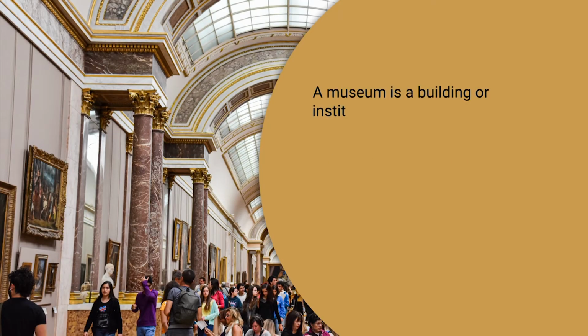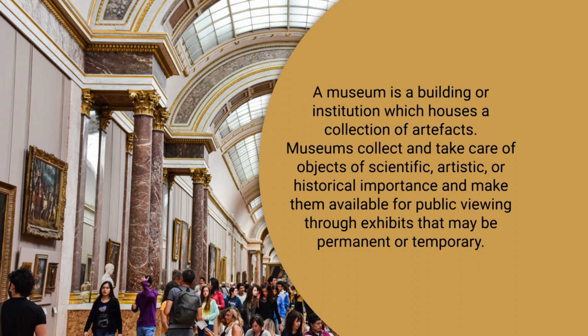Now, a museum is a building or institution which houses a collection of artifacts. Museums collect and take care of objects of scientific, artistic, or historical importance and make them available for public viewing through exhibits that may be permanent or temporary. That means a museum houses a collection of artifacts, takes care of objects of scientific, artistic or historical importance, and shows them to the public by holding exhibitions.